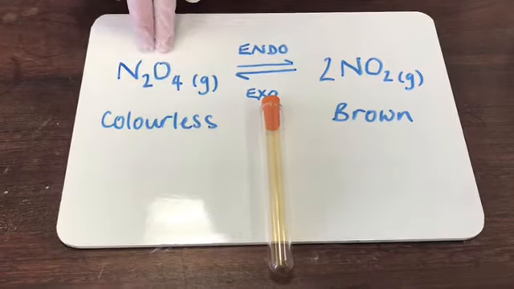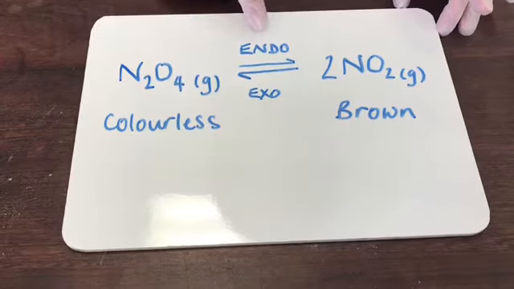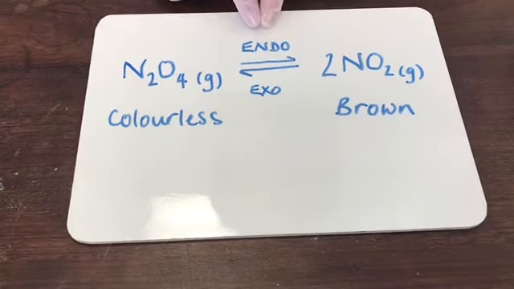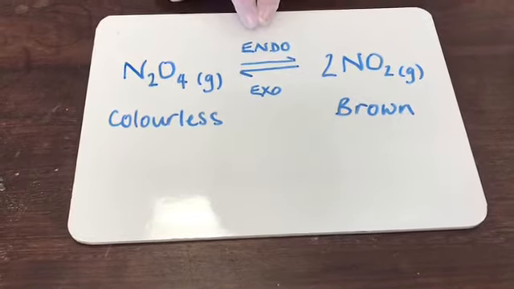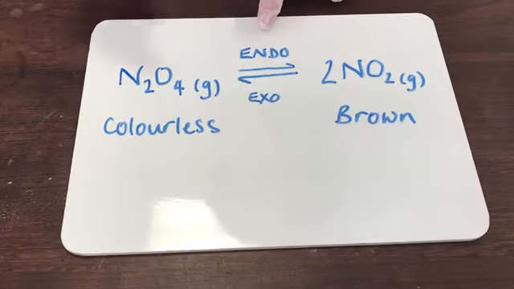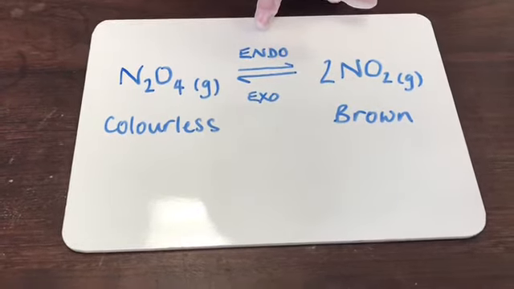And what I want to do is to look at the effect of temperature on the balance between the two gases. Now to do that, we need to know which direction is exothermic and which direction is endothermic. So I've done that on here anyway. Now, if you remember from our energetics work, endothermic reactions need heat. So the forwards reaction needs heat to be able to occur.